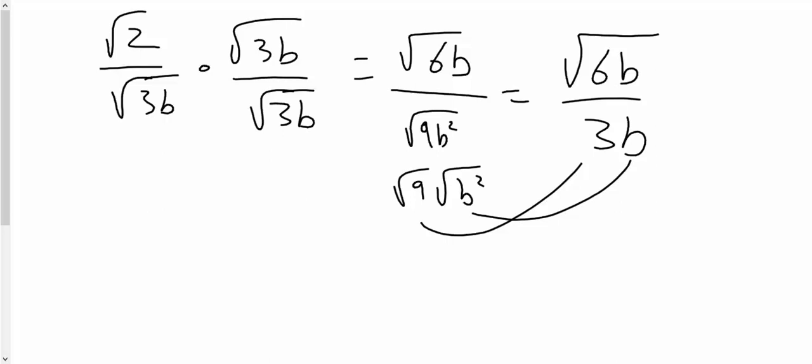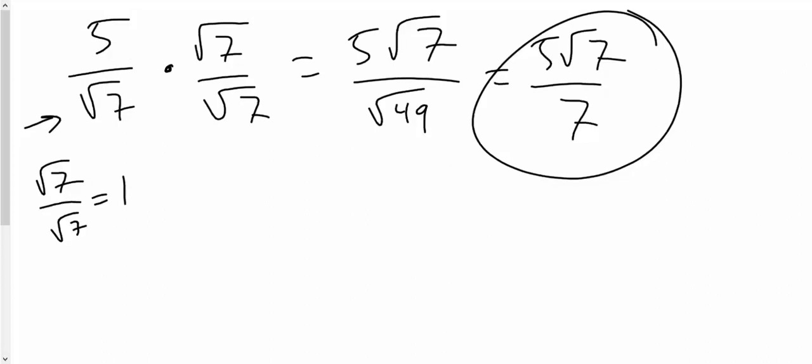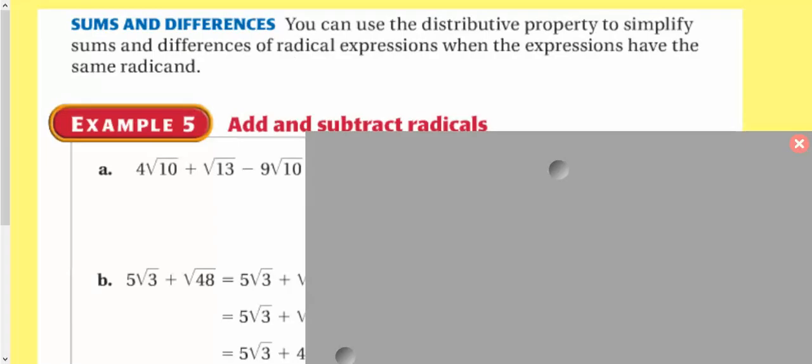So there you go. If this simplifies, sometimes the numerator simplifies. Not always, but sometimes. In this case, it does not. Okay, the next one is adding and subtracting radicals.